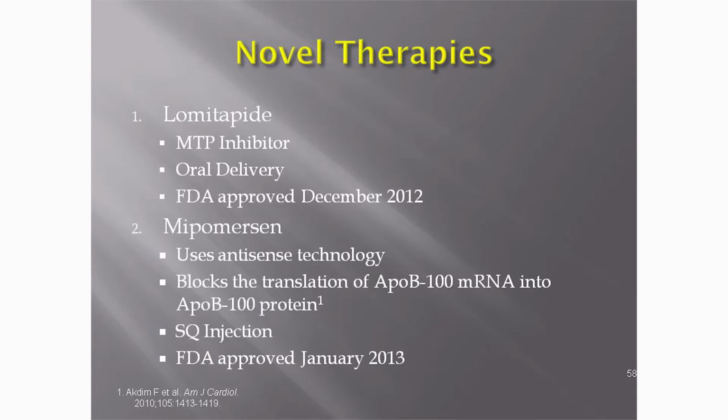Mipomersen is the other drug that was approved. It was approved early in 2013. It uses antisense technology. Again, I'll describe this a little more. It blocks the translation of ApoB100 mRNA into ApoB100 protein. It is a subcutaneous injection, and it was, as I said before, approved in January of 2013.